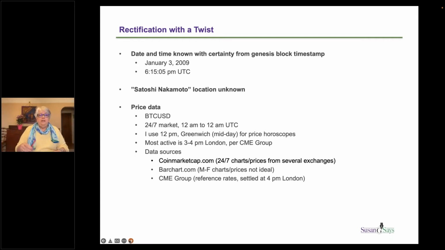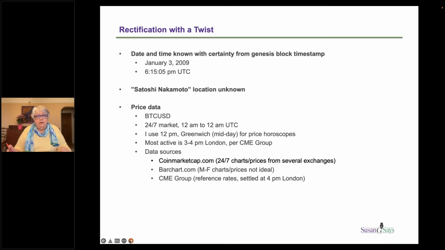Now for price data, similarly, I use BTC USD. It's a 24/7 market that runs from midnight to midnight UTC. For price charts, I've decided to use 12 noon, midday, for price horoscopes in Greenwich, just to make it easy.